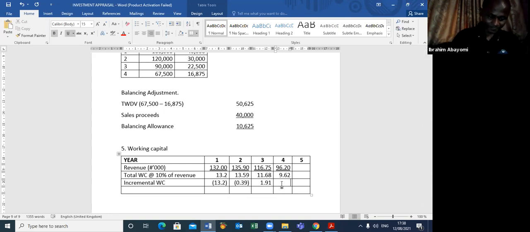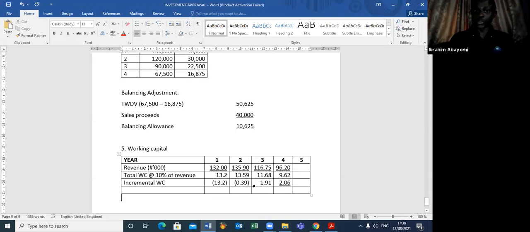So it decreased further in year 4, Abi, by what? 11.68 minus 9.62. And that's what? 2.06, Abi? 2.06 positive. So where your working capital decreases, you treat it as an inflow. Where it increases, you treat it as an outflow.